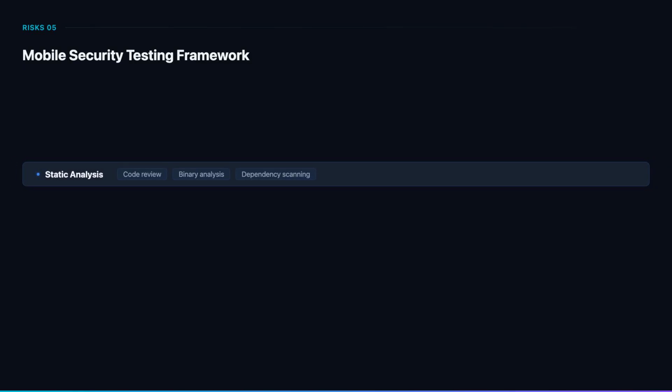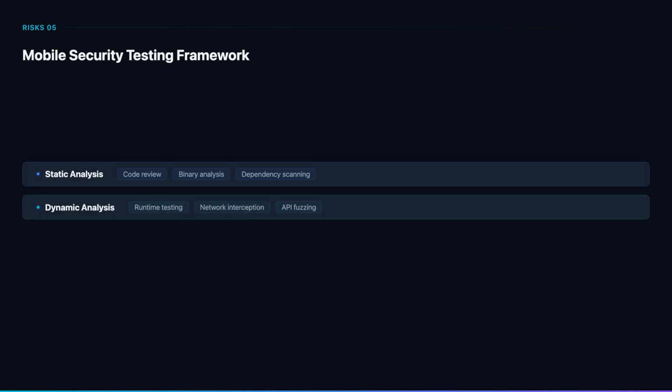Securing mobile applications requires a structured testing approach across multiple layers. Static analysis examines the application without executing it. This includes reviewing source code for security flaws, analyzing the compiled binary for hard-coded secrets and insecure configurations, and scanning all third-party dependencies for known vulnerabilities.